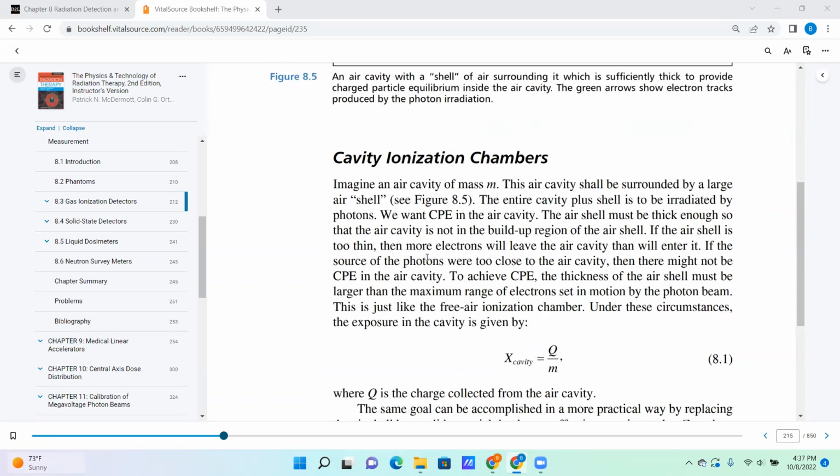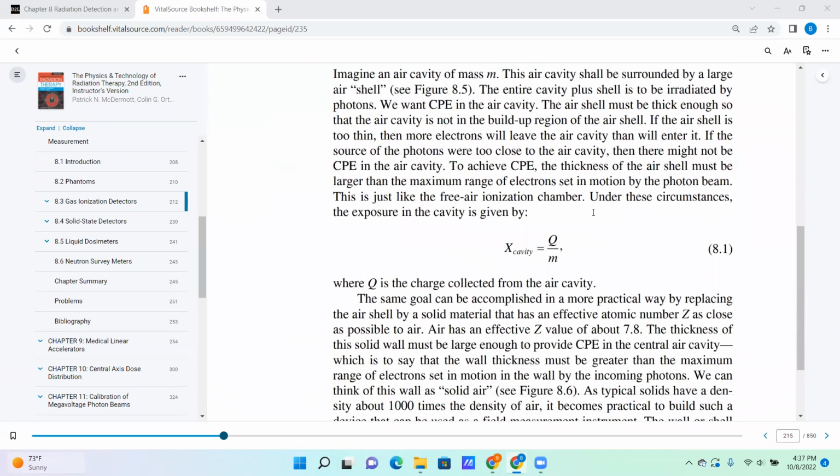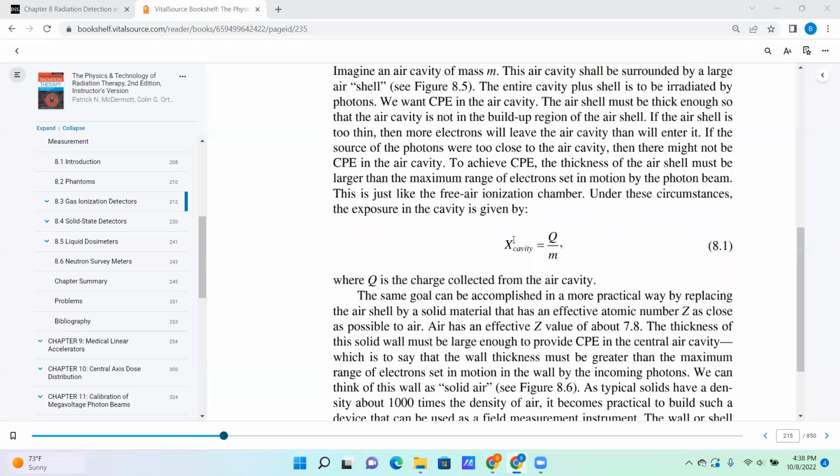If the air shell is too thin, then more electrons will leave the cavity than enter it. If the source of the photons were too close to the cavity, then there might not be CPE in the air cavity. So to achieve CPE, the thickness of the air shell must be larger than the maximum range of electrons set in motion by the photon beam. This is just like the free air ionization chamber. Then you can see here exposure is equal to Q divided by M.